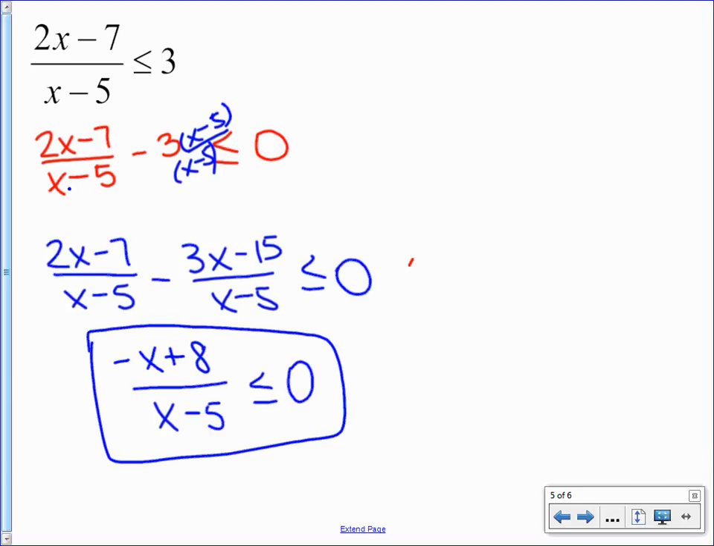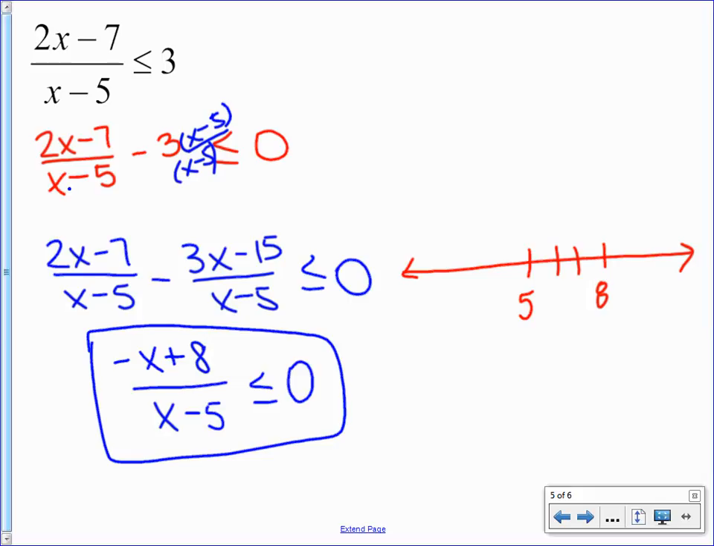Let's make a number line. Where is our vertical asymptote? At 5. So that is a critical value. Where is our fraction 0? At 8. So that is another critical point, where we are 0 in the numerator, where we're 0 in the denominator, okay? That's how you can remember it.